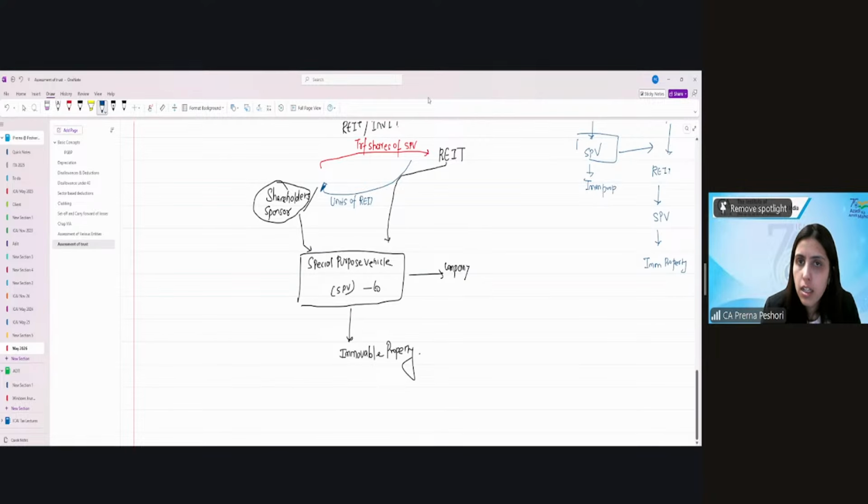So the shareholders are transferring the shares of SPV to REIT, and REIT will give in return the units. REIT will issue the units to the shareholders. Clear? Means all the shareholders will give their shares to the REIT. For now, we are assuming like that to understand the tax implication. Now, whether this will be attracting the capital gain: transfer of shares of SPV, getting the units of REIT in return.